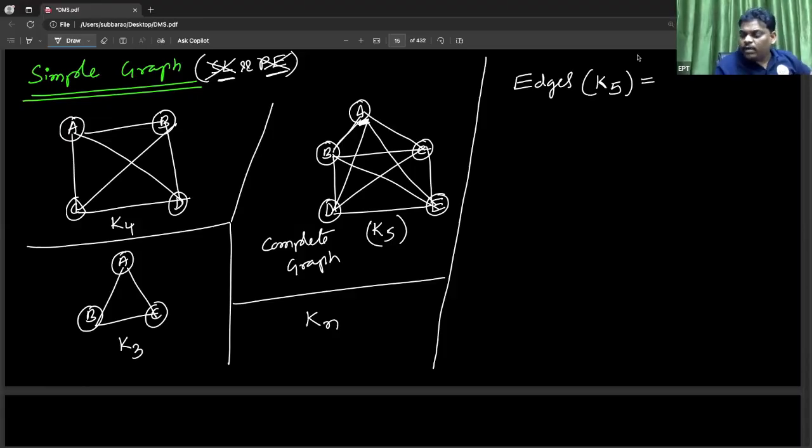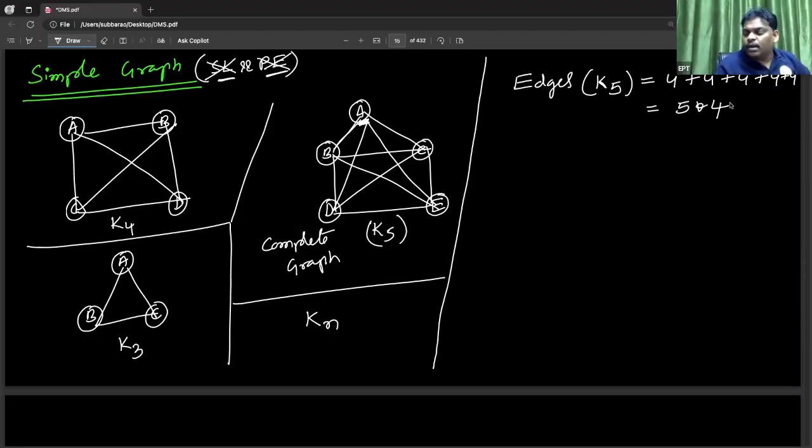5. Doesn't everyone know? K5 means 5 vertices, but every vertex has degree 4. See this one. First person degree 4. Second person degree 4. Third person degree 4. Every person has maximum degree. 5 people are there, and every person's degree is 4. Everyone knows repetitive addition is multiplication. 5 times 4 is 20. Remember, this is the sum of degrees. Am I right or wrong?